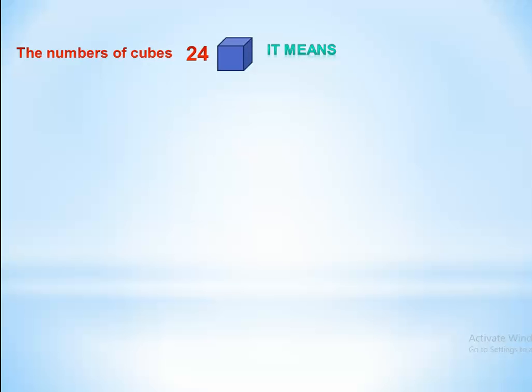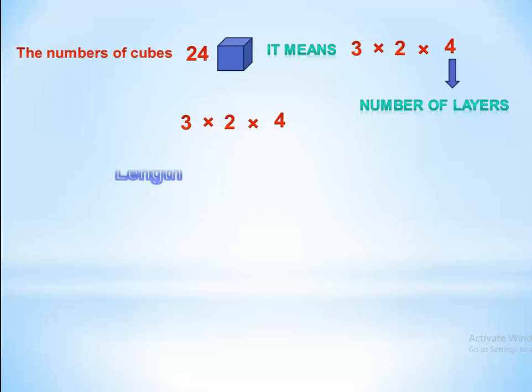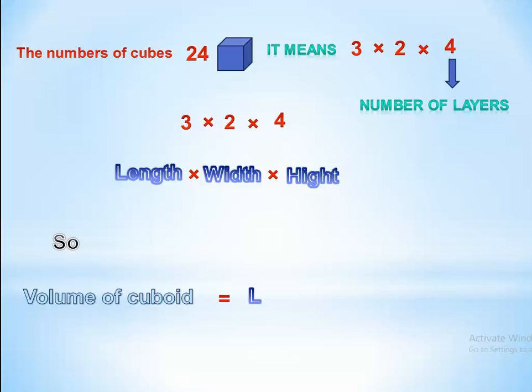It means 3 by 2, 3 by 2 equals 6. 6 by what equals 24? Yes, 6 by 4. Okay, in the previous slide we found that the 4 here is the number of layers and we call it the height. Okay, 4 is the number of layers, and we know that 3 by 2 by 4 means length times width times height. So the volume of cuboid equals length by width by height.